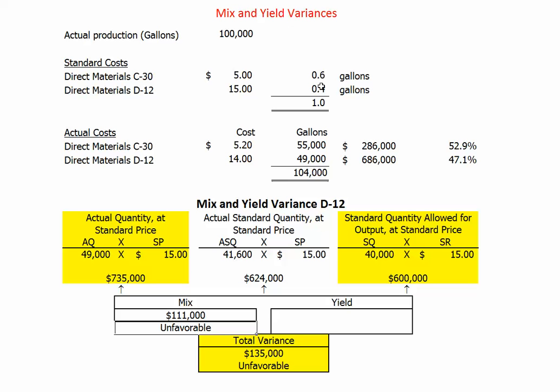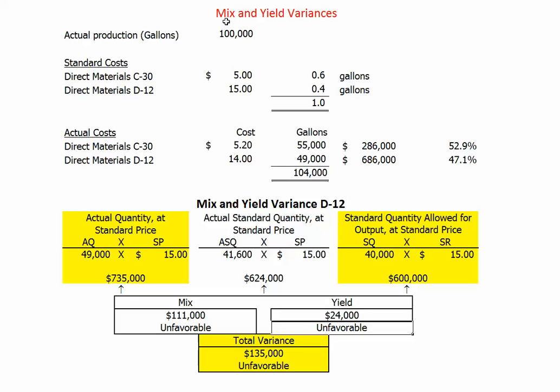Originally, from a mix perspective, we expected 0.4 out of every 1 gallon, or 40% of our usage, to be for material D12. It turned out that 47% of our raw material input was D12. Notice, if you recall, we had a favorable mix variance for C30, and we will then, by analogy, have an unfavorable one for D12.